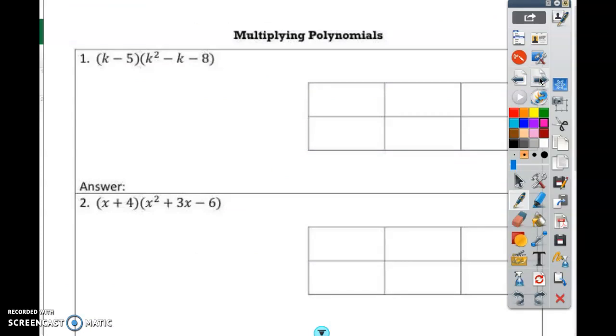2 by 3s because I have 2 things here by 1, 2, 3 things here. So that's why it's a 2 by 3. I already drew the box for you, but you need to draw the boxes for the ones in Delta Math. Okay, so we're going to place k minus 5 here. And then the one with 3 things, 1, 2, 3, goes right here. So k squared minus 1k minus 8.